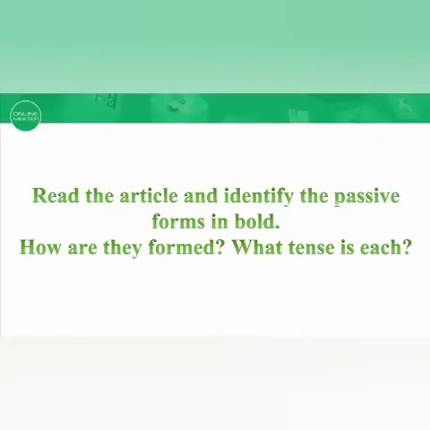Exercise 1. Read the article and identify the passive forms in bold. How are they formed? What tense is each? If you understand the first part of our lesson, let's move on to the second part. In the second part of the lesson, we are going to do some exercises.